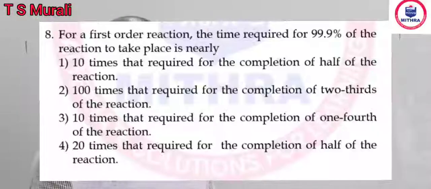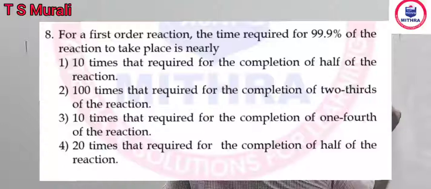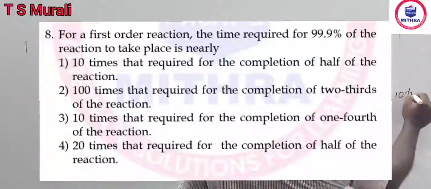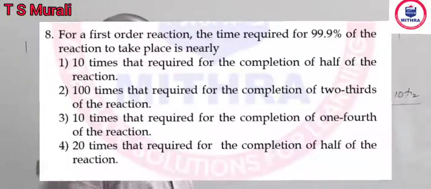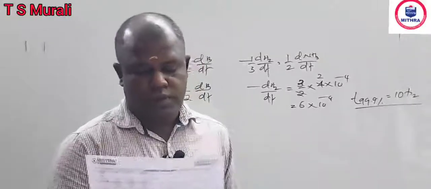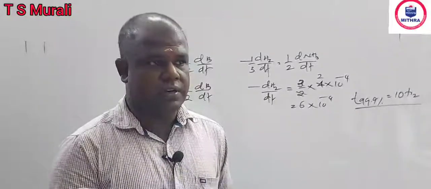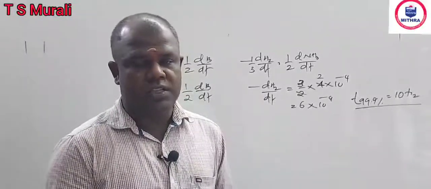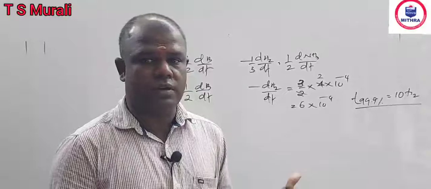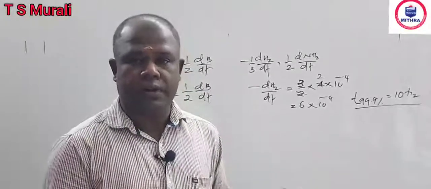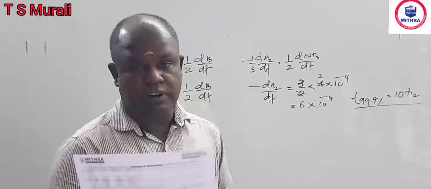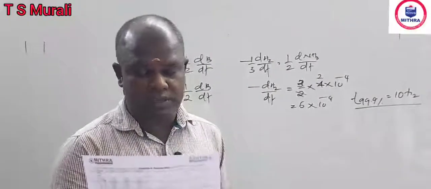Question number 8. For a first order reaction, time required for 99.9% reaction. There is a formula, you just memorize it, that's all. T 99.9% is equal to 10 times half-life. Take it as a formula. Half-life into 10. That is a derivation type question also. The CBSE board examination once asked the same question: prove that T 99.9% is equal to 10 T half. You can verify by looking at the previous CBSE board examination question.